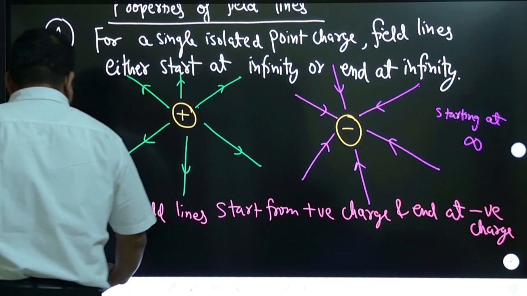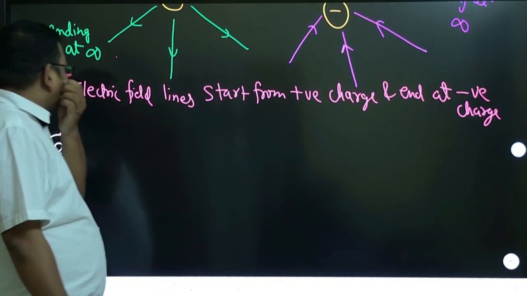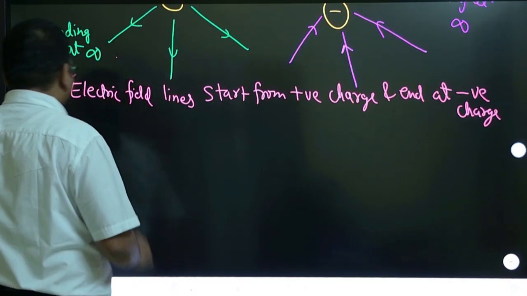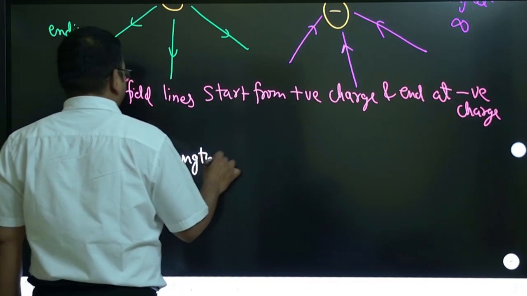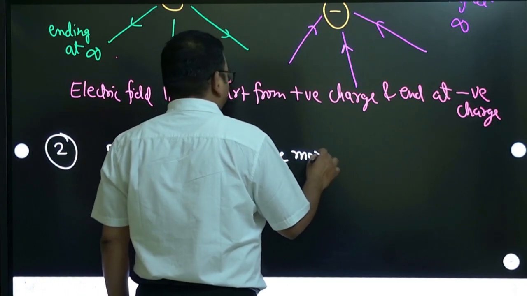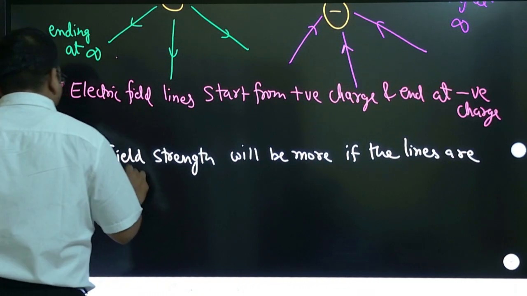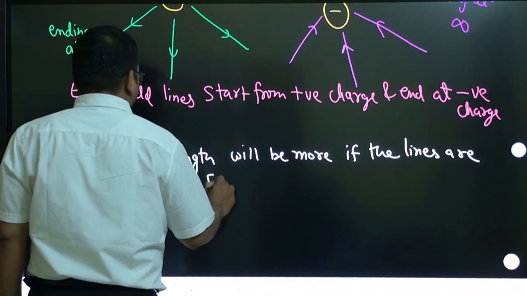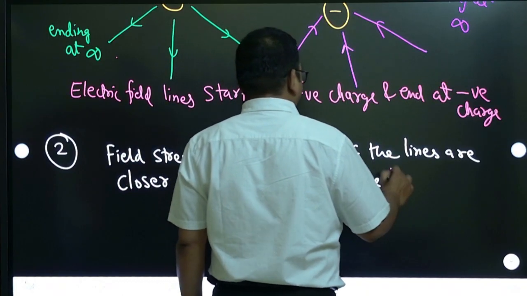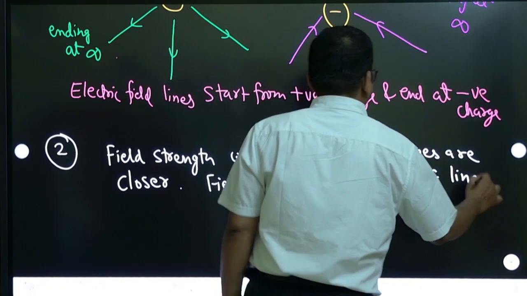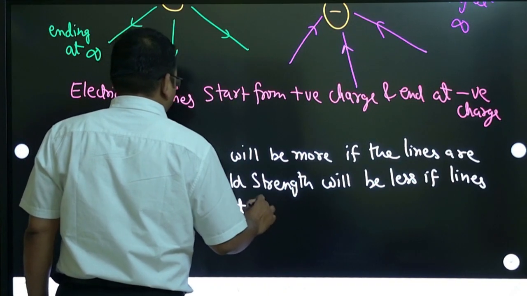Next, point number 2. Field strength will be more if the lines are closer, and field strength will be less if lines are separated further.